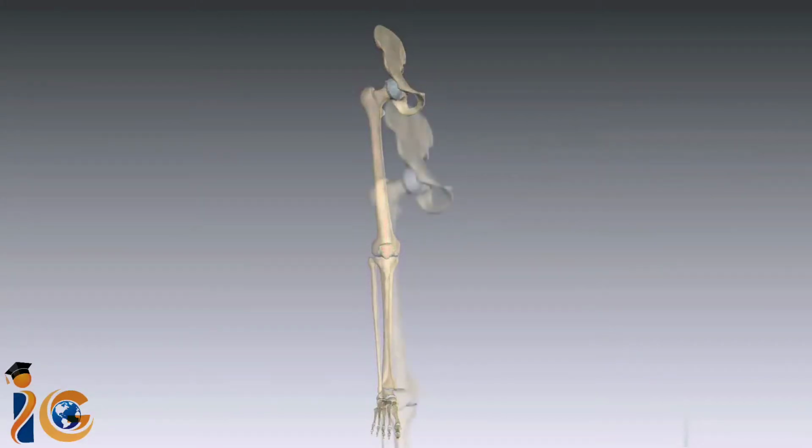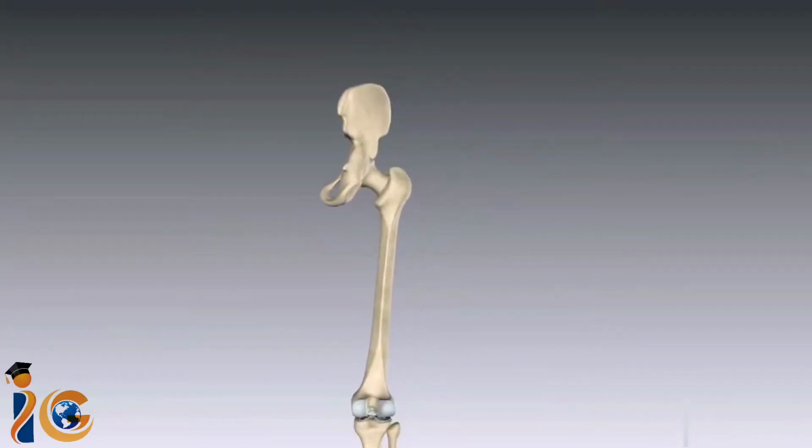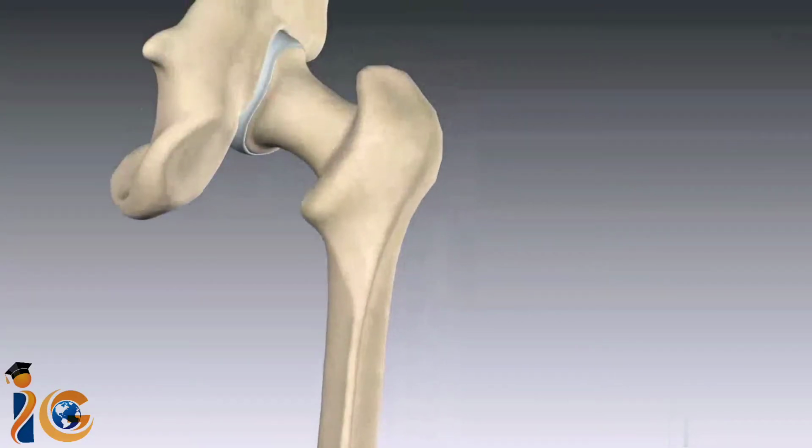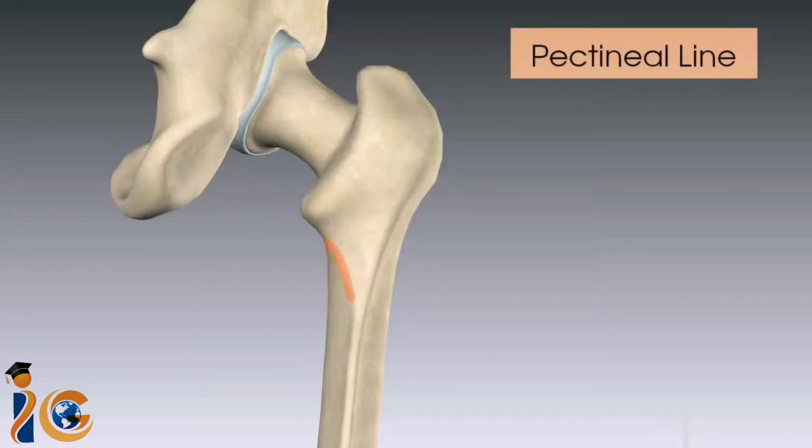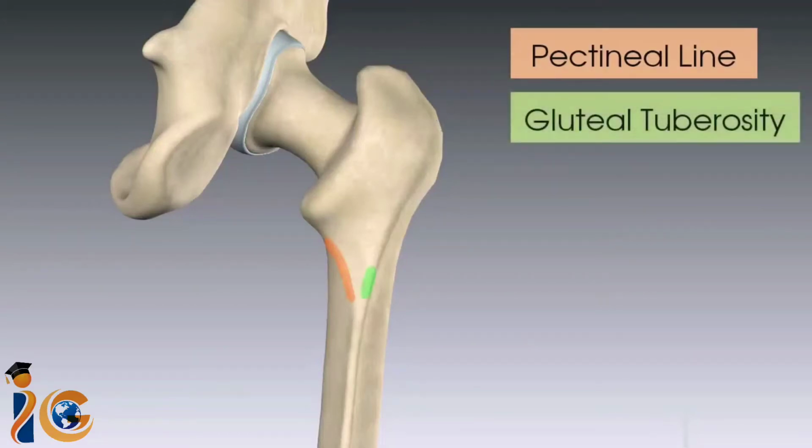And there are a few structures to recognize on the shaft of the femur, but they're quite easy to remember because they're sort of linked together and you go from the top to the bottom. So the first thing to notice here is the pectineal line, and that's for the pectineus muscle. The next thing next to that is the gluteal tuberosity, and that's the attachment point for the gluteus maximus muscle.